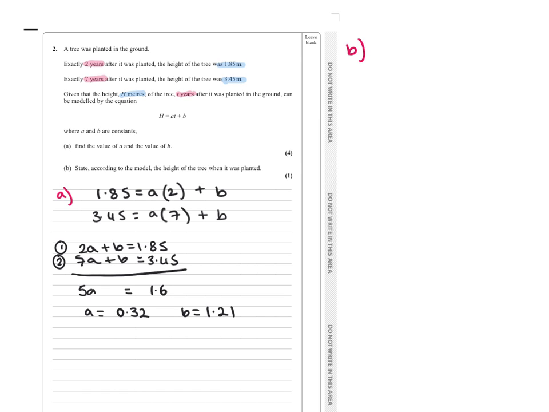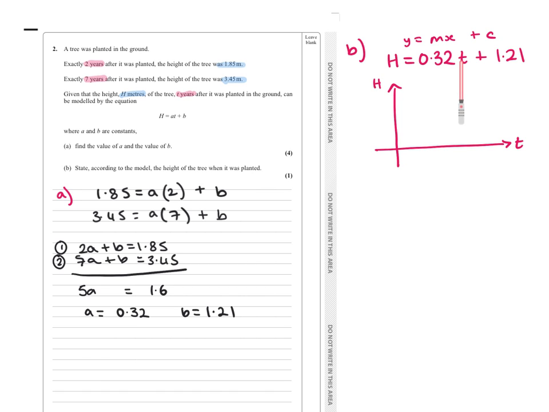Okay, so we want to know the height of the tree when it was planted. If you think about this, this is essentially an equation of a straight line. Okay, because what we have here is the height equals our a is 0.32 lots of our t plus 1.21. Okay, so if we're thinking about this, we have our time and the height of the tree. This is an equation of a straight line, y equals mx plus c. So you can think to yourself, where is the y-intercept? Because that is when our t equals 0.